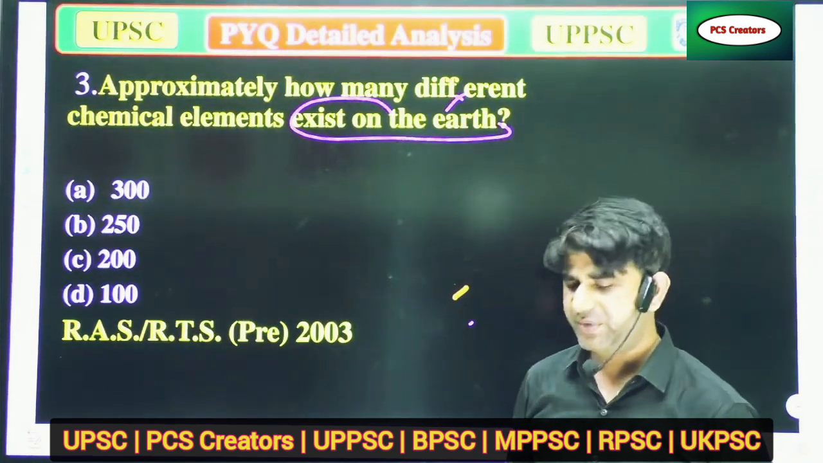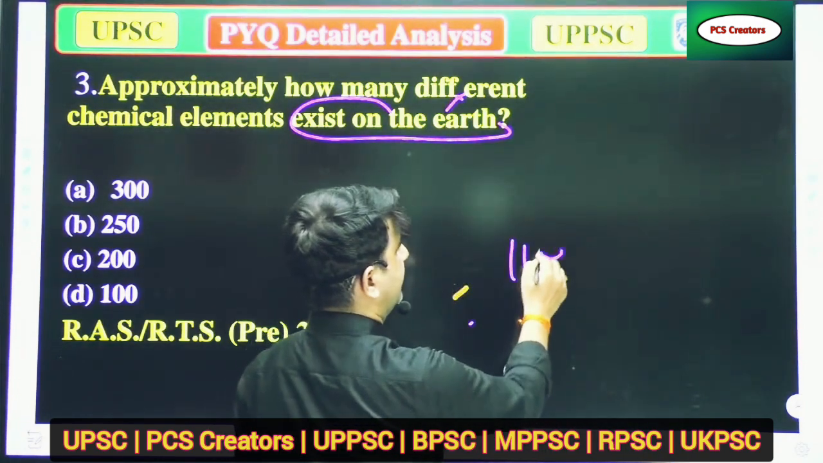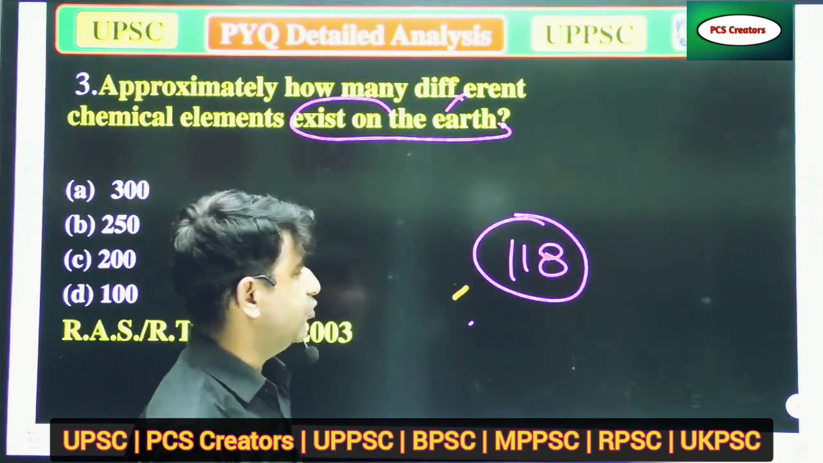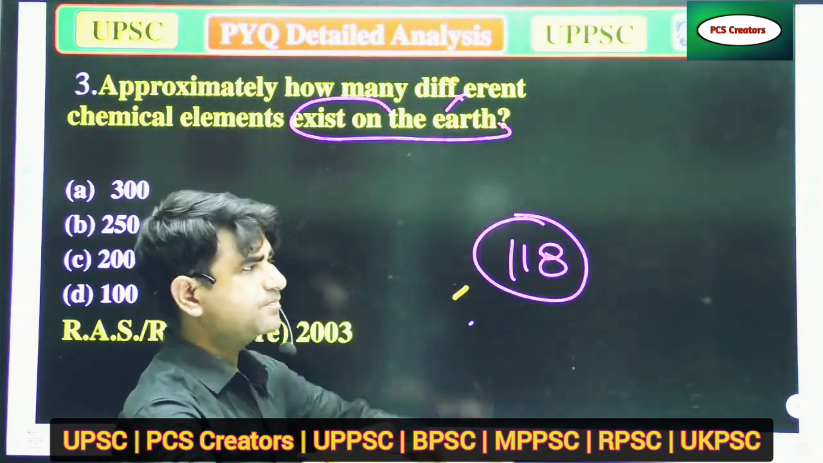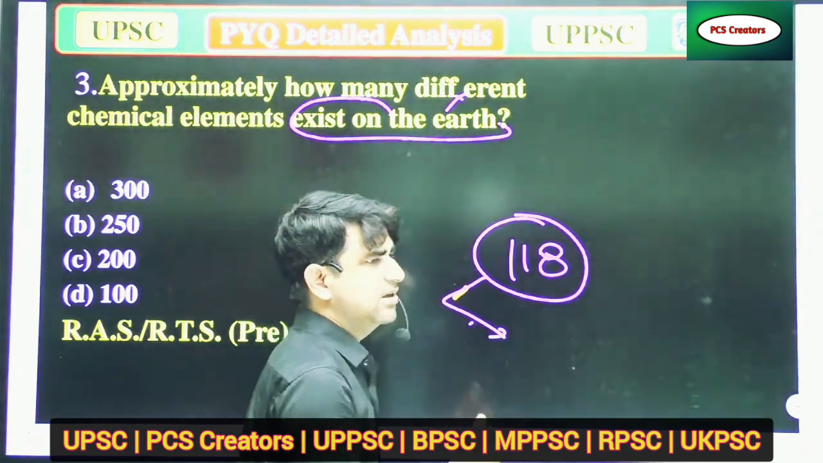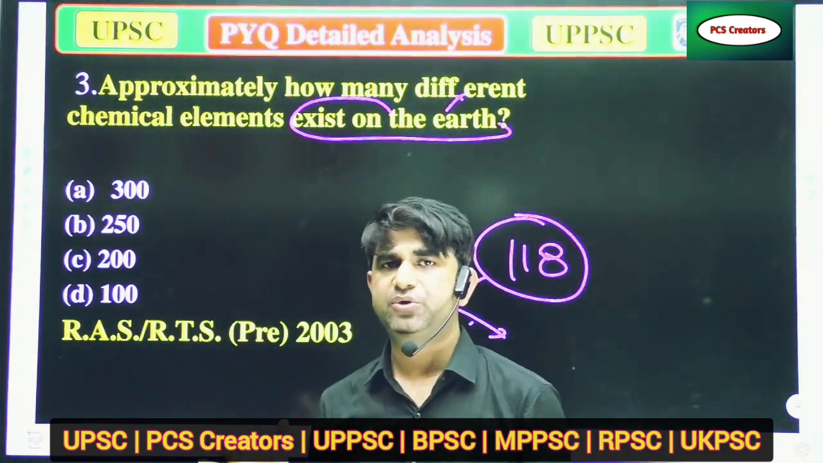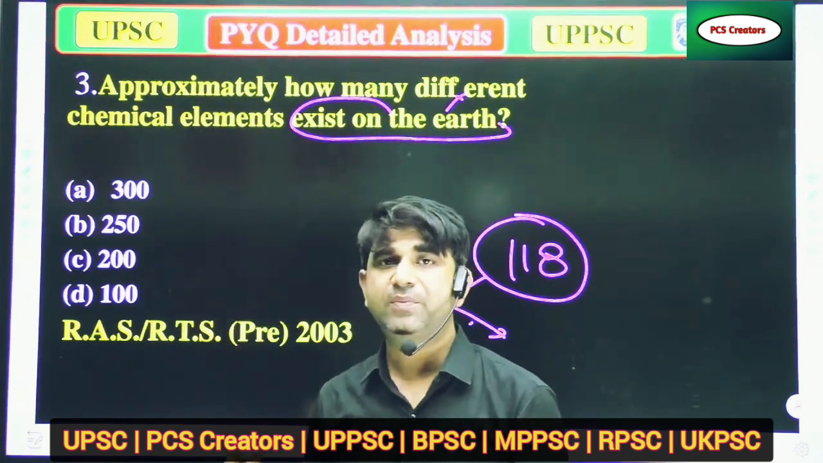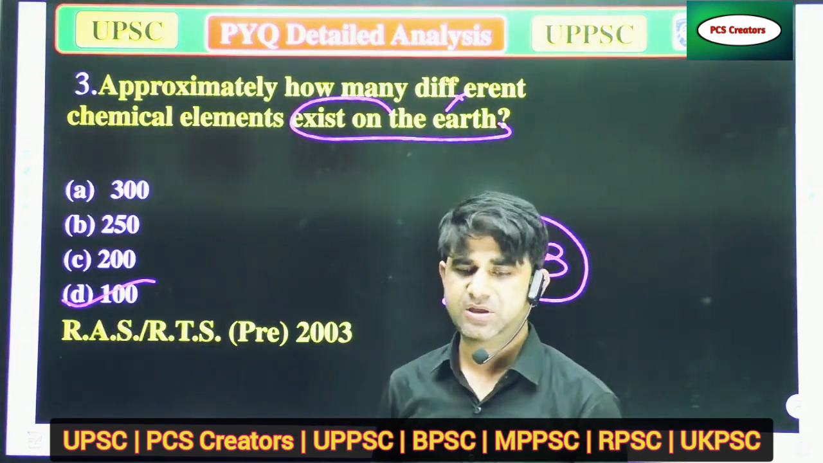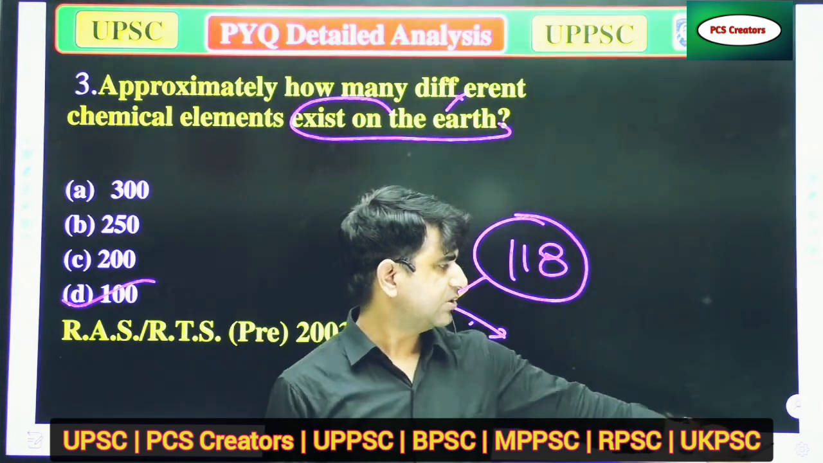So the correct answer will be 100, because till today about 118 elements have been discovered in the periodic table, and their properties have also been postulated. But which of the options is the nearby one? Because the question is approximately, the nearby answer is option D. So we can say that approximately 100 elements have been discovered till today. Well, now we'll move to the next question.